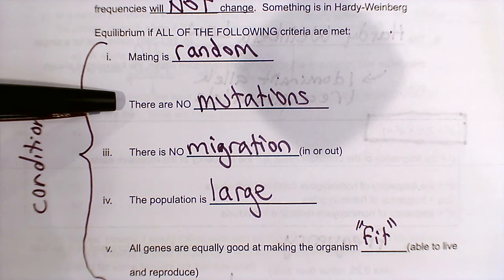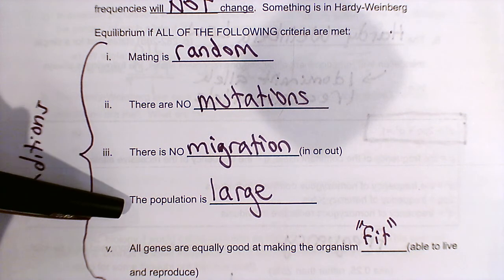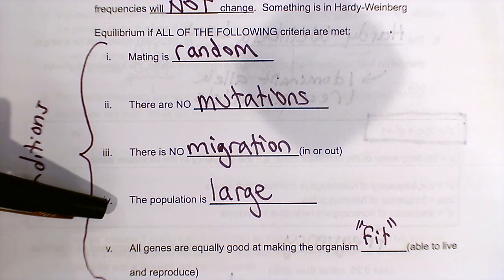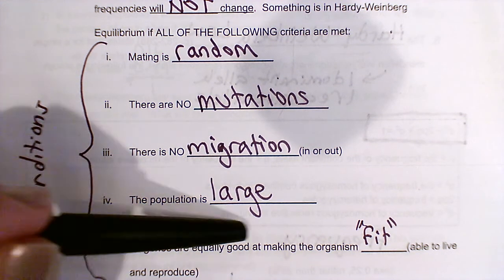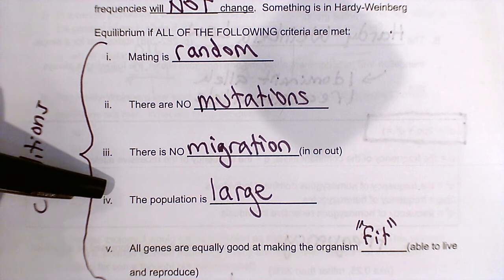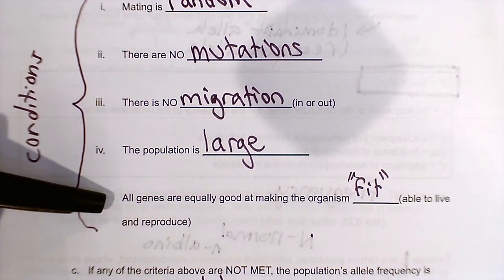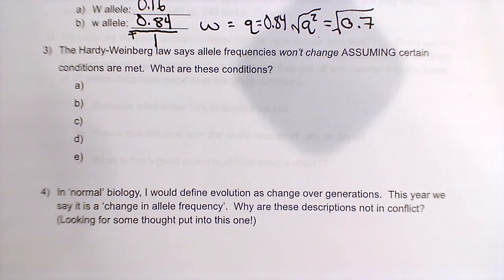There are no new changes being introduced into your population. There's no migration in or out. You're not gaining new organisms with new alleles to change the gene pool. The population is large. Genetic drift is really going to affect a small population, and so if we have a large population, random chance is just going to be less of a factor. And number 5 is basically that there's no natural selection, that all genes make everybody equally fit. No organisms are selected over others.